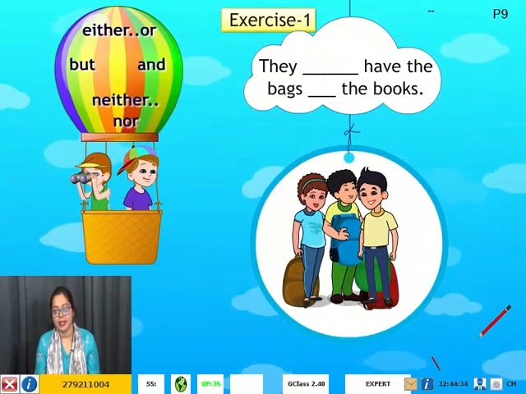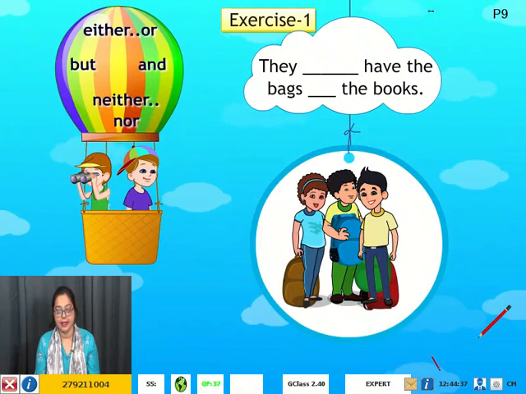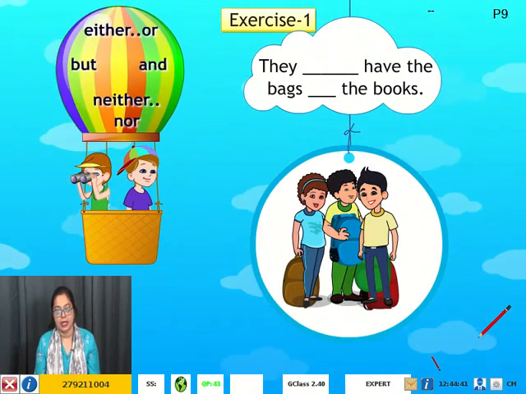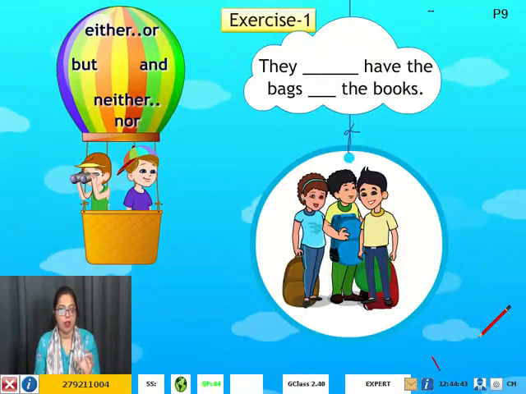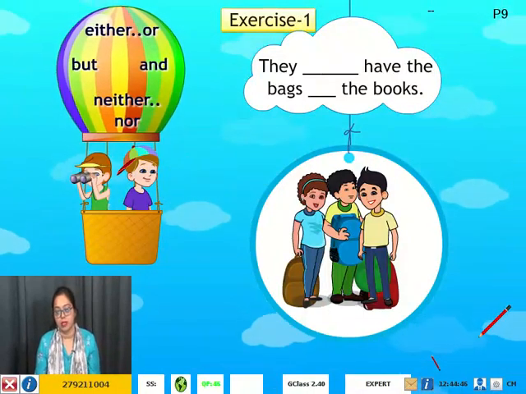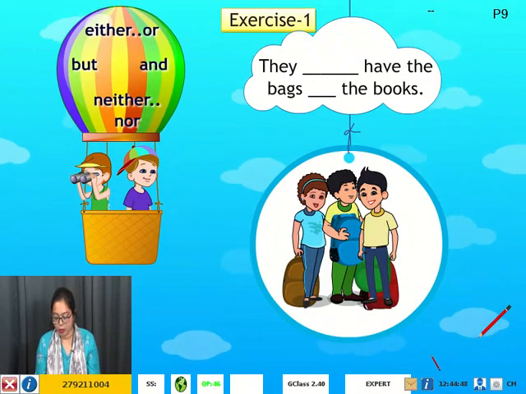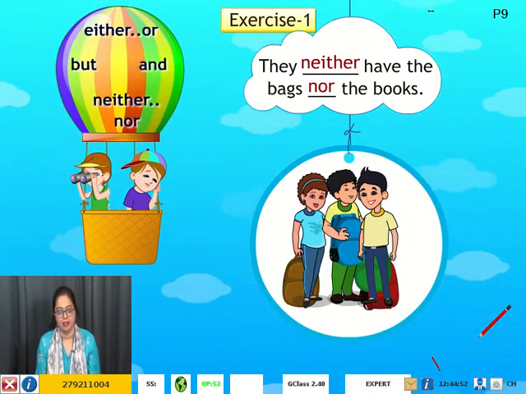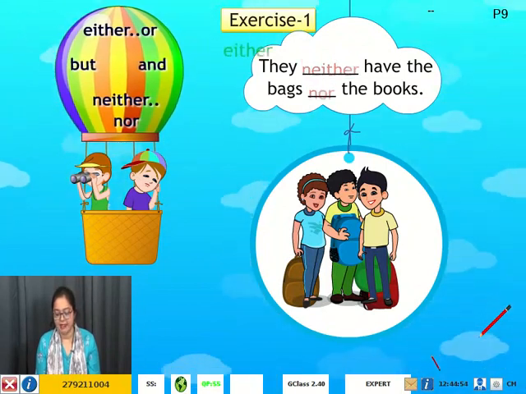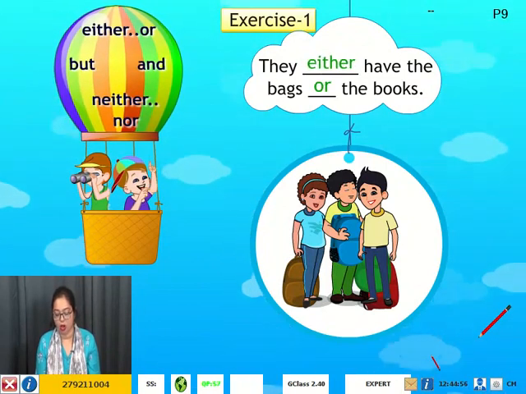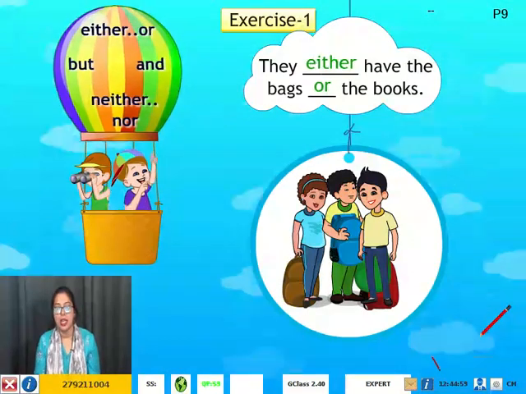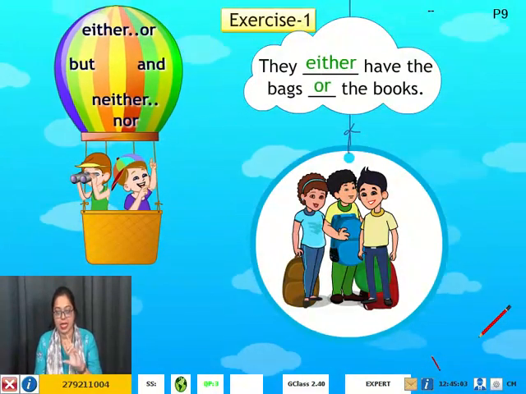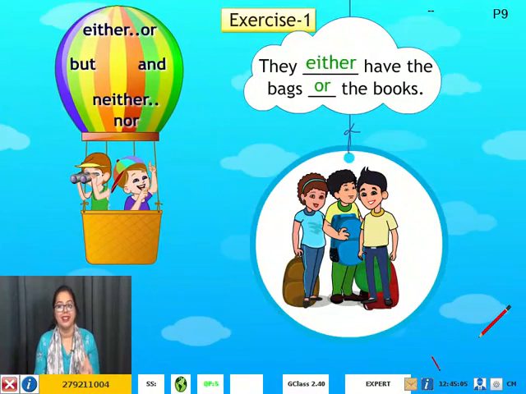Now have a look at the next exercise. They dash have the bags dash the books. Again you have to choose the connectors from your left hand side. So what will be the suitable one? Neither-nor. Is it correct? Neither-nor. What will be the correct answer? The correct answer will be either-or. Okay. So have a look. They either have the bags or the books. That means they can either have the bag or the book.